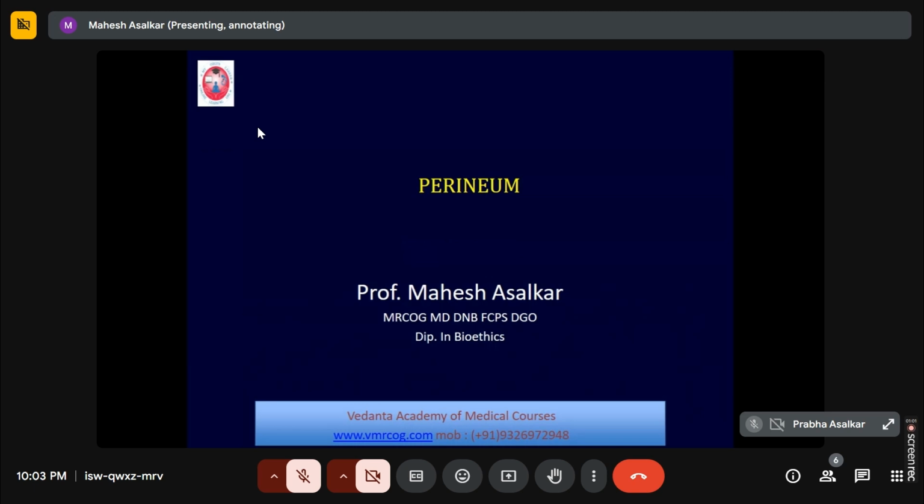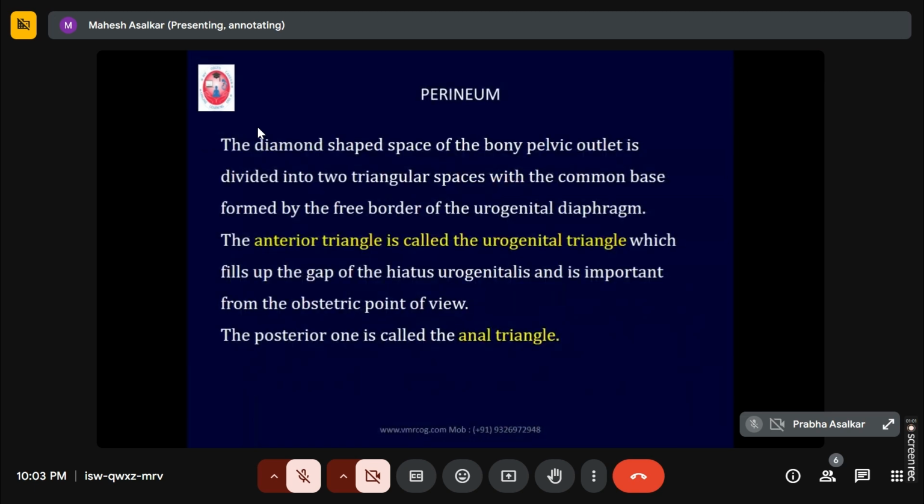So today's topic is about the perineum. Okay, so what is the perineum? It is a diamond-shaped space of the bony pelvic outlet. It is divided into two triangular spaces with a common base, which is formed by the free border of the urogenital diaphragm.